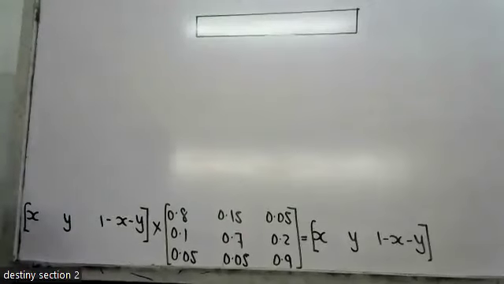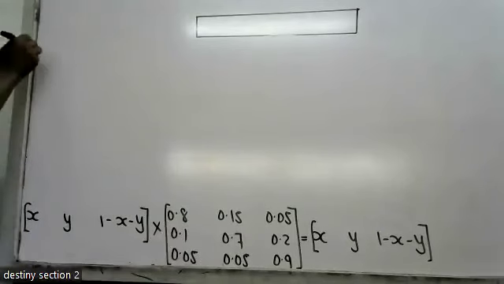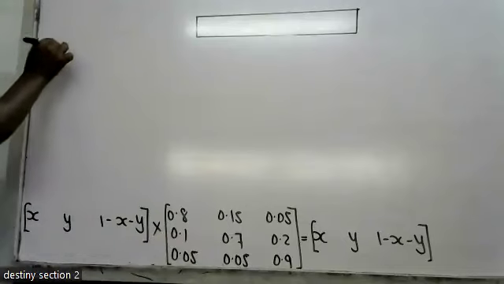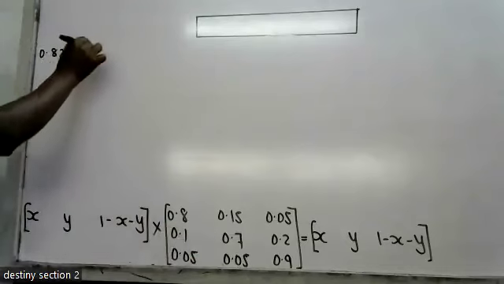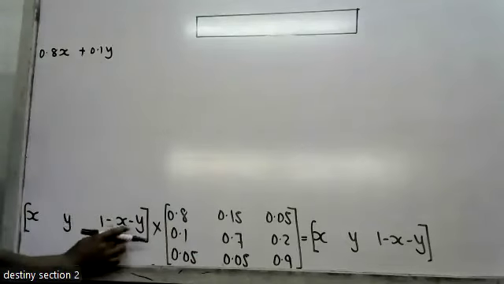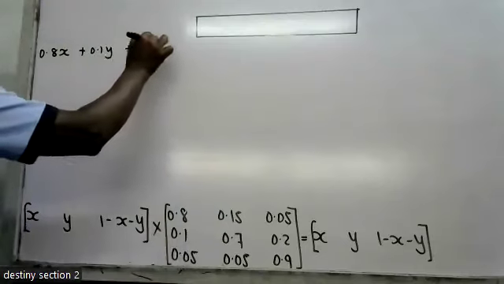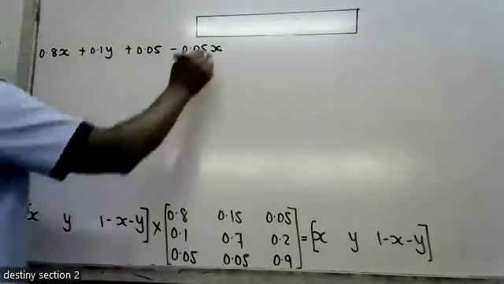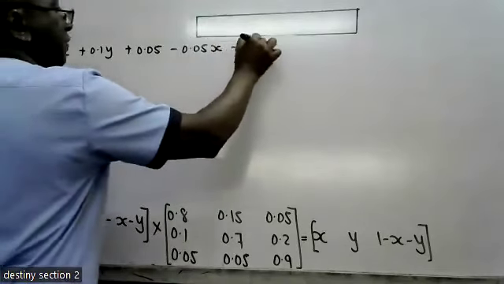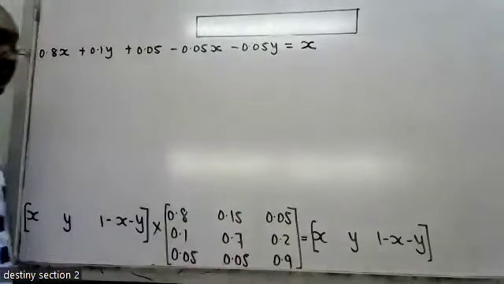Let's be fast now, na time yetu imesonga. So we just multiply kawaida. So I'll say 0.8x plus 0.1y, the whole of this times this, itasema plus 0.05 minus 0.05x minus 0.05y should give me x, this one.